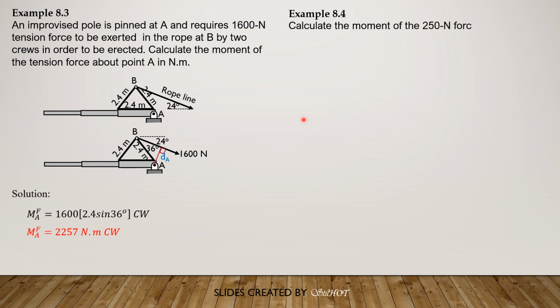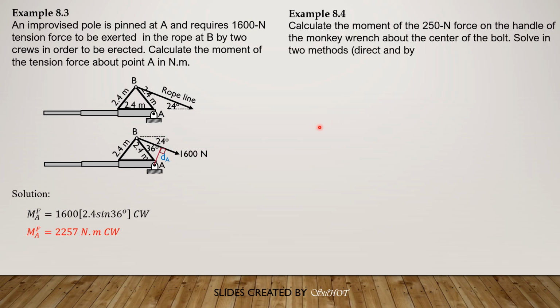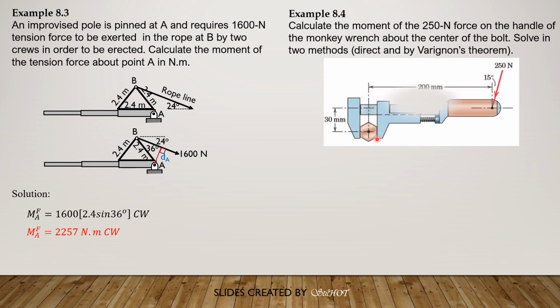Calculate the moment of the 250 newton force on the handle of the monkey wrench about the center of the bolt, solved in two methods, by direct and by Varignon's theorem. So this is the figure. This is a clip from the statics book by Meriam and Craig.